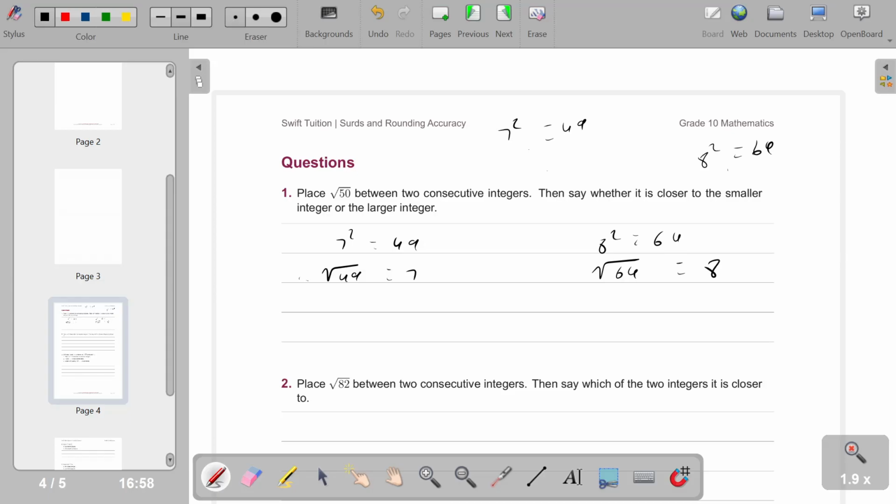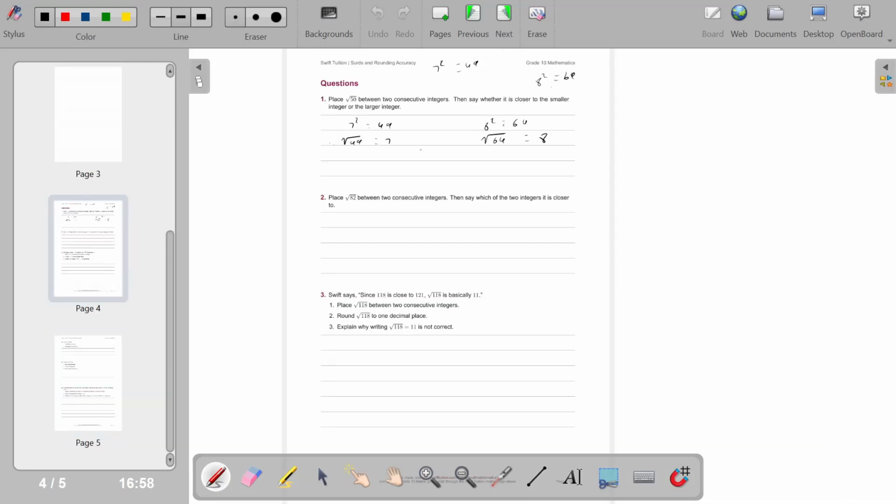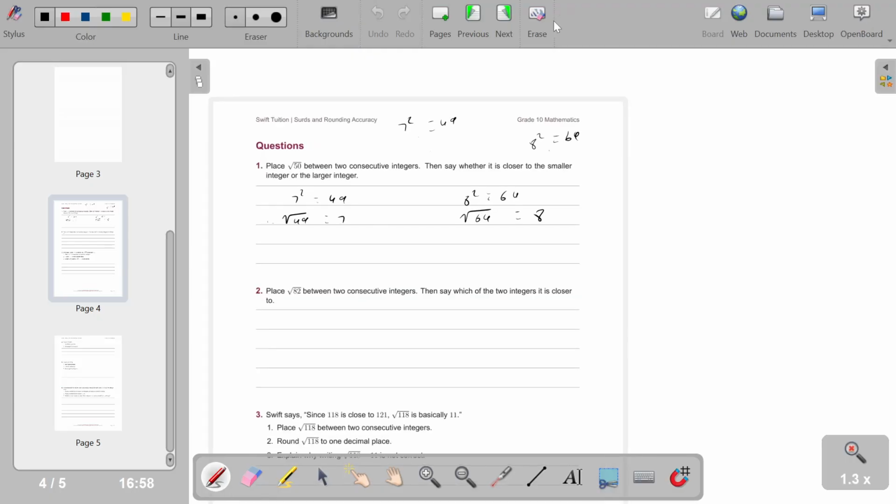Okay, so that's just our first understanding, right? So square root of 49 and square root of 64 are the two perfect squares that square root of 50 is between. So what I'll do is I'll put those right over here.